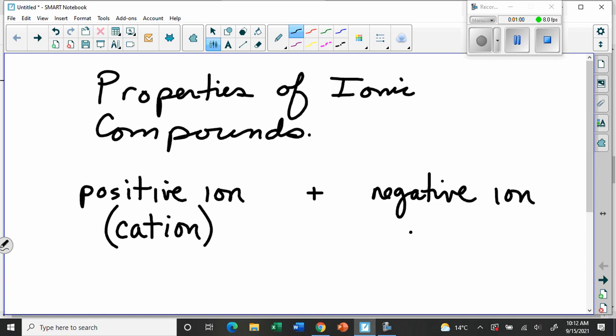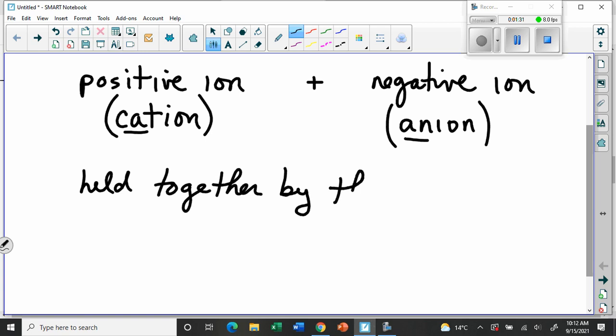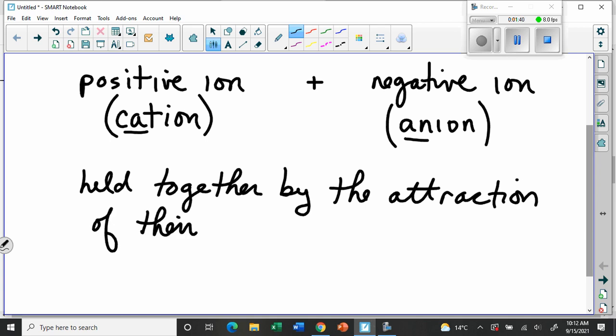A negative ion is also sometimes called an anion. Cations and anions are another way of describing the positive and negative. Okay? And so the prefix cat means positive, and the prefix an means negative. And what holds them together? They're held together by the attraction of their opposite charges. That's what opposite charges do: attract.